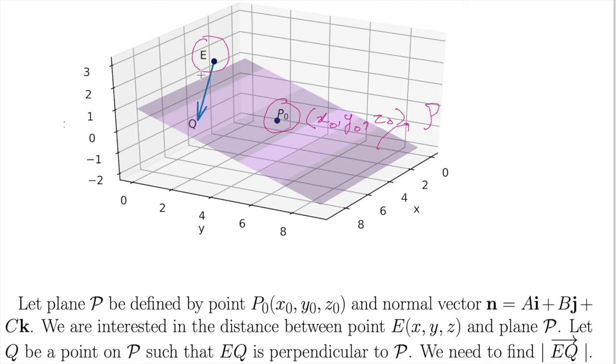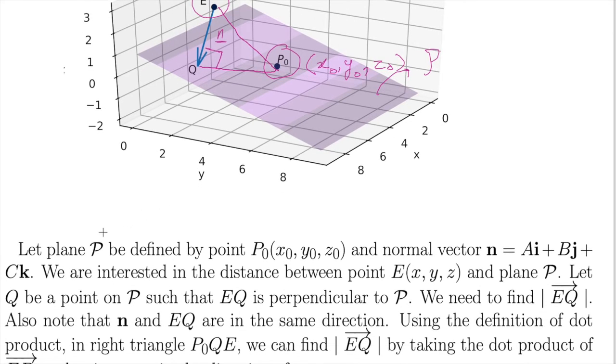And then this is the normal vector here. If I draw it like this, and this is the right angle here, then we have a triangle like this. Okay, so now let's read through it and see whether this makes sense. We have a plane P, defined by point P0 and the normal vector n, as we have done in the previous case. Now we are interested in the distance between the point E and the plane.